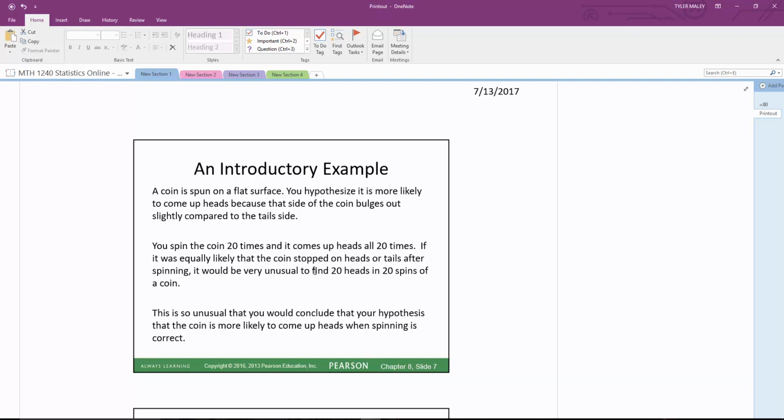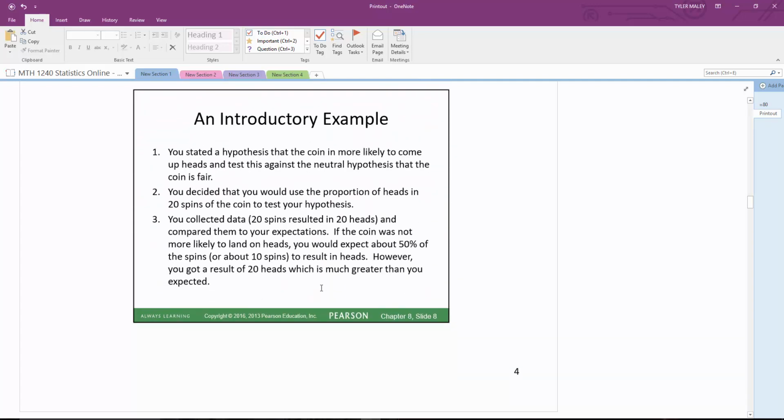If it was equally likely that the coin stopped on heads or tails after spinning, it would be very unusual to find 20 heads in 20 spins of a coin, right? If it were fair, we would expect it to be 10 or close to 10, right? 20 out of 20 seems very unlikely. So this is so unusual that you would conclude that your hypothesis that your coin is more likely to come up heads when spinning is correct, right? We have this instance where it's very unlikely, so it would make one believe that it is more likely that heads would come up, right?